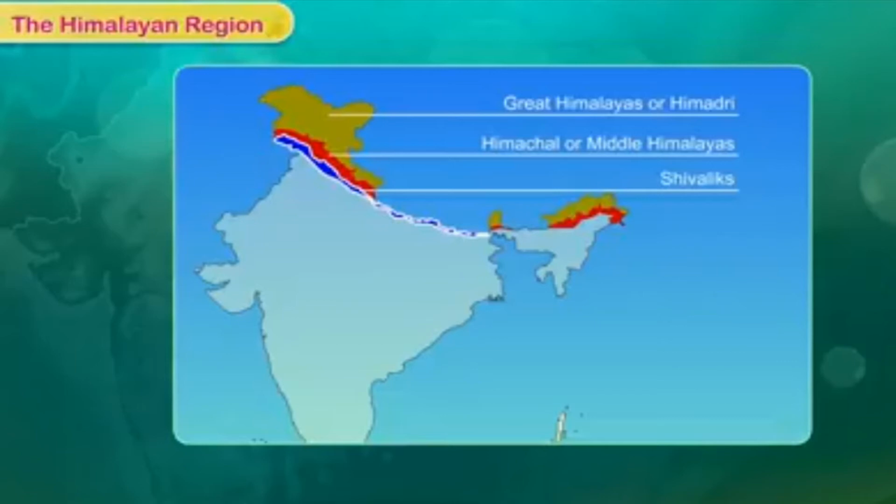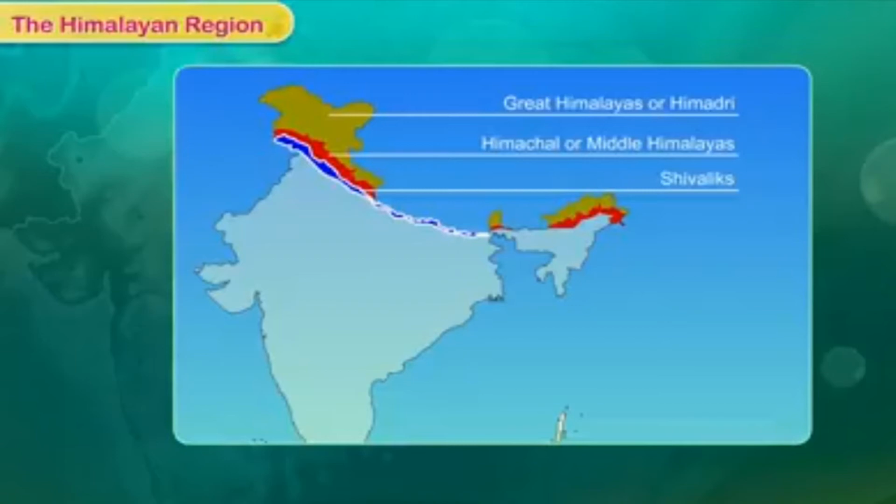And the second one is Himachal or Lesser Himalaya or Middle Himalayas. So the Himachal mountains lie between Shivalik in the south and the Himadri mountains in the north. So it is between the Shivalik and Himadri. So the average height of the mountains range from 1,500 meter to 3,000 meters. So they are famous for their scenic beauty, forests and wildlife.